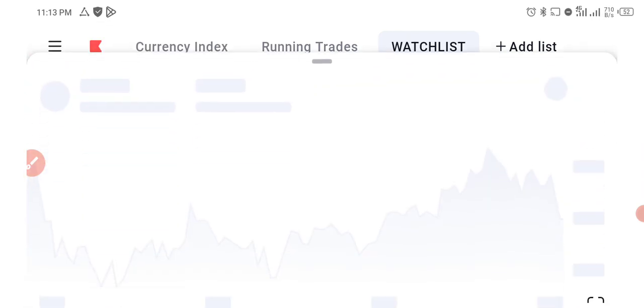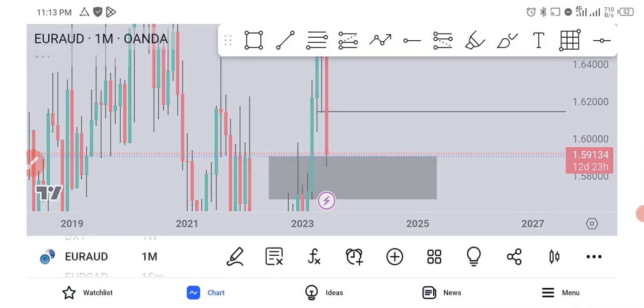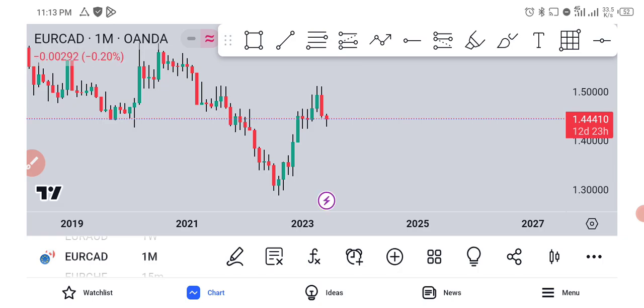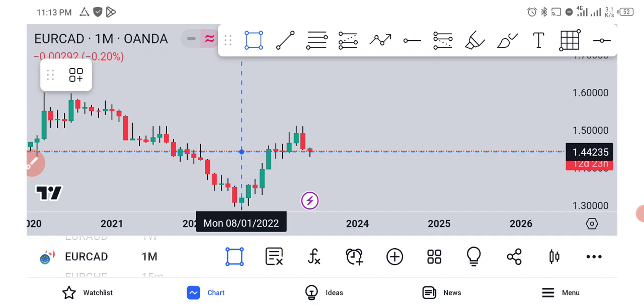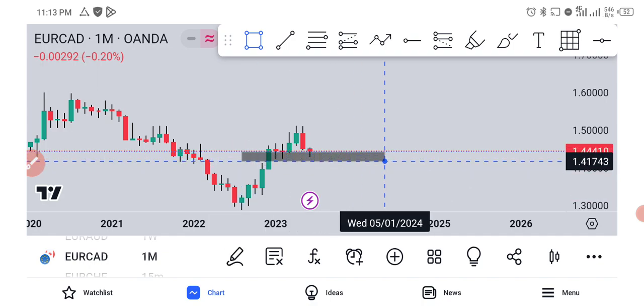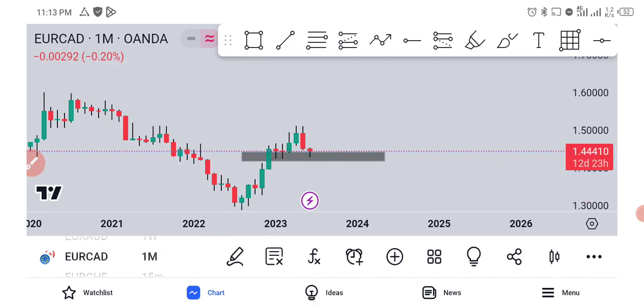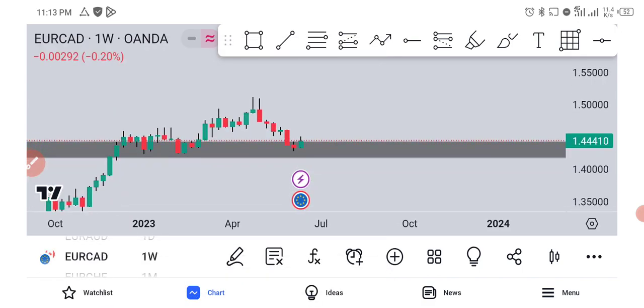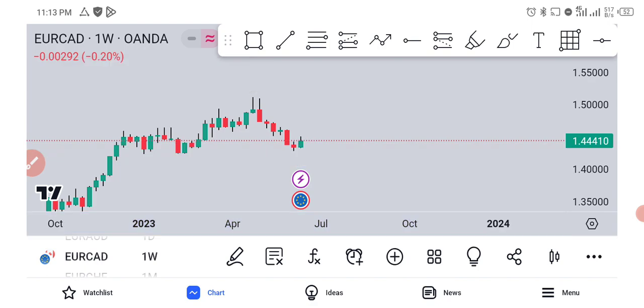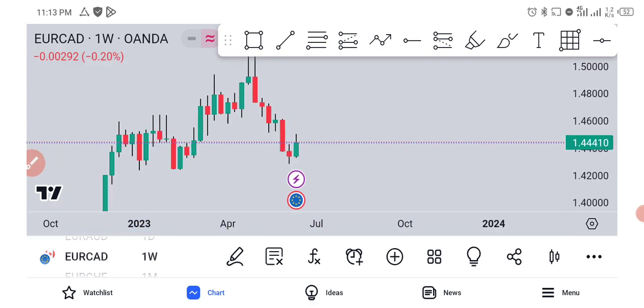So Euro CAD, starting on the monthly time frame, the market is currently testing support from here, which will push the market to the upside. Weekly time frame reacting to that same support zone. You can see the green candle. So weekly is currently reacting to that support zone.